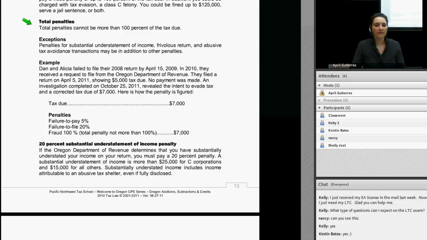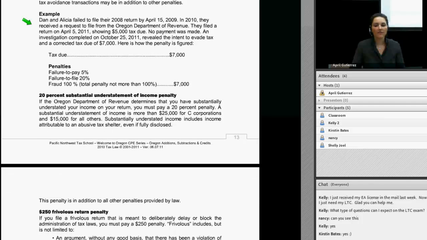Exceptions. Penalties for substantial understatement of income, frivolous return, and abusive tax avoidance transactions may be in addition to other penalties. Here is an example. Dan and Alicia failed to file their 2008 return by April 15, 2009. In 2010, they received a request to file from the Oregon Department of Revenue. They filed a return on April 5, 2011, showing $5,000 of tax due.